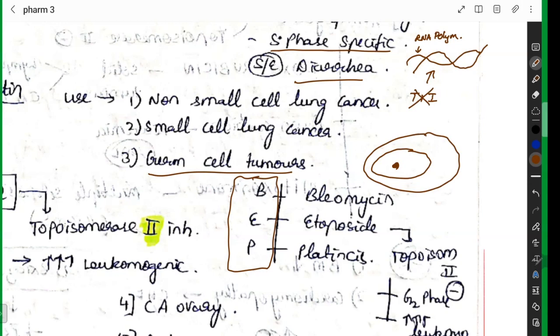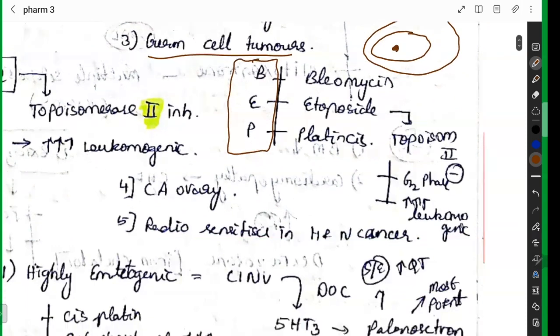Okay, in your germ cell tumor, what is going to be the drug of choice? You go for bleomycin, etoposide, and platin group of drugs, that is your cisplatin and everything. Etoposide is nothing but a topoisomerase 2 inhibitor. Now, first I told you about topoisomerase 1 inhibitor.